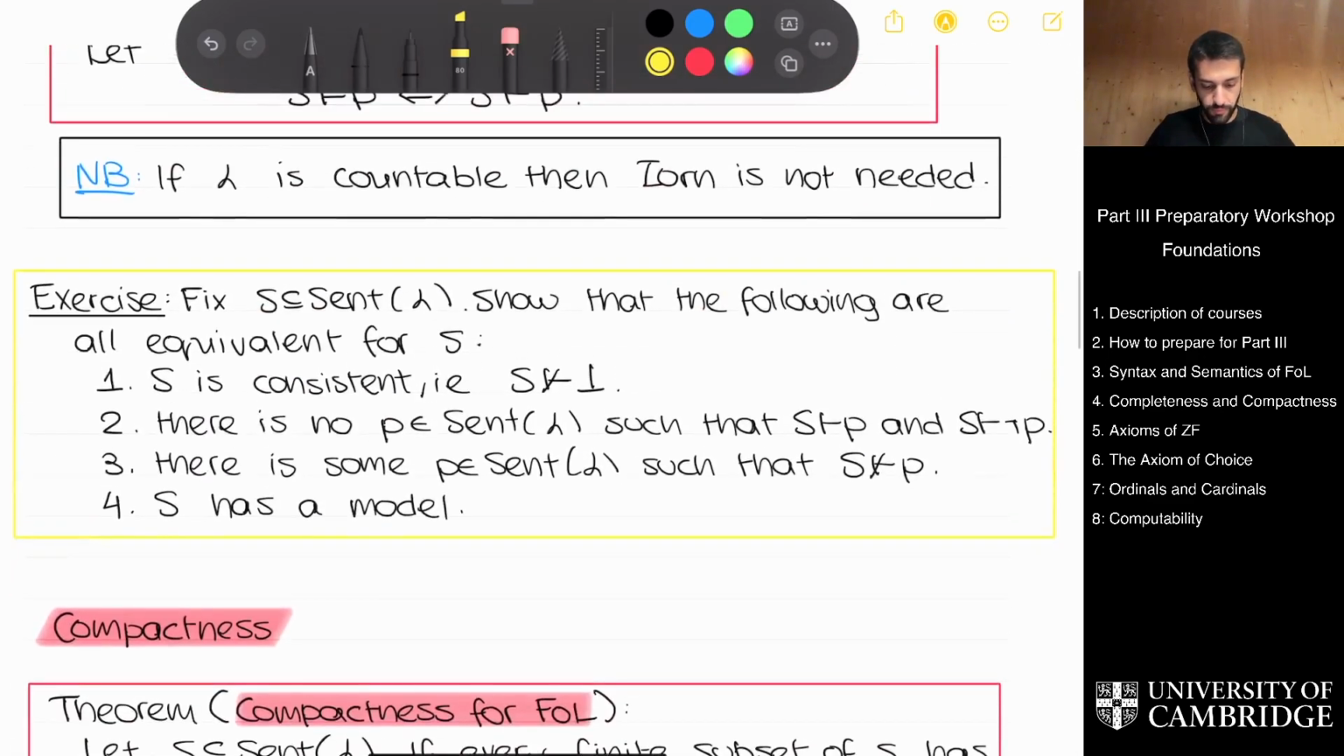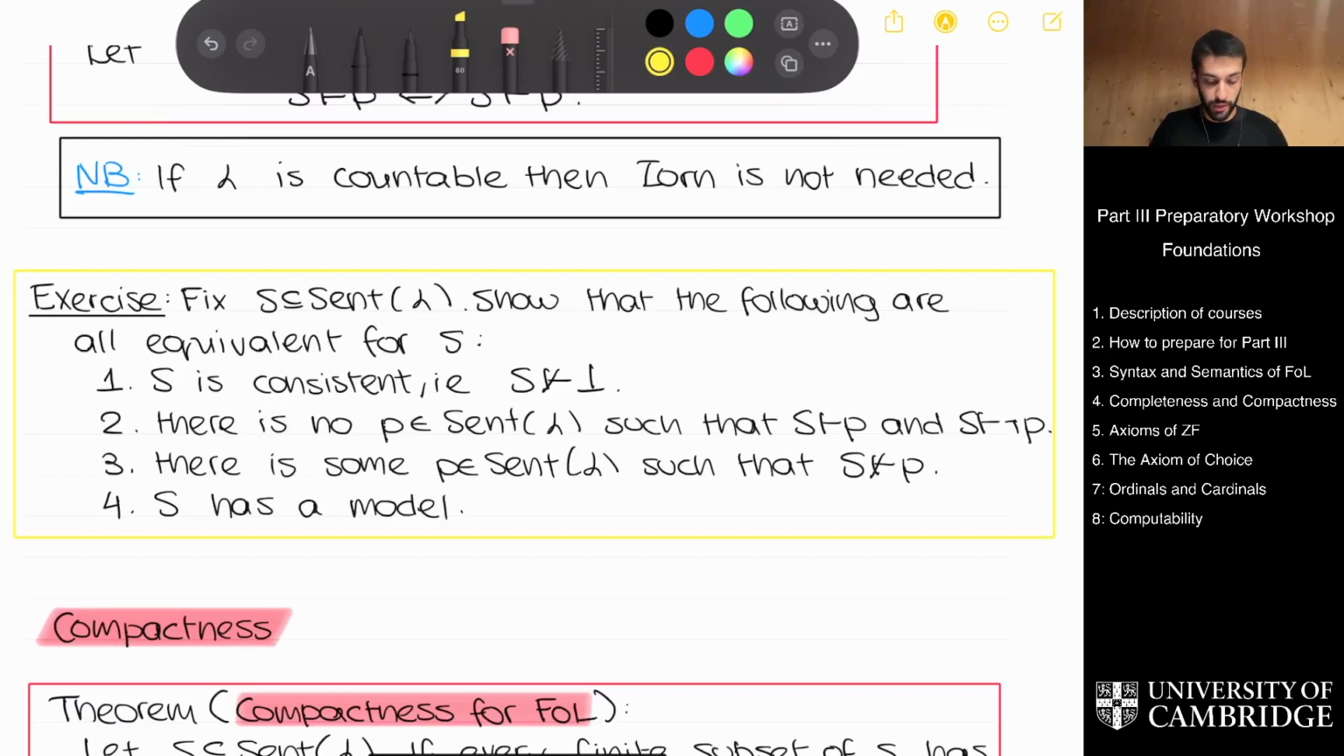Okay. As an exercise that I leave to you, it's not particularly difficult, and a part of this is basically the completeness theorem itself. Fix a set of sentences, then the following are equivalent for this set, S. First of all, that S is consistent, which according to the original definition just means that S does not prove false. Secondly, that there's no formula P such that S proves P and S proves the negation of P.